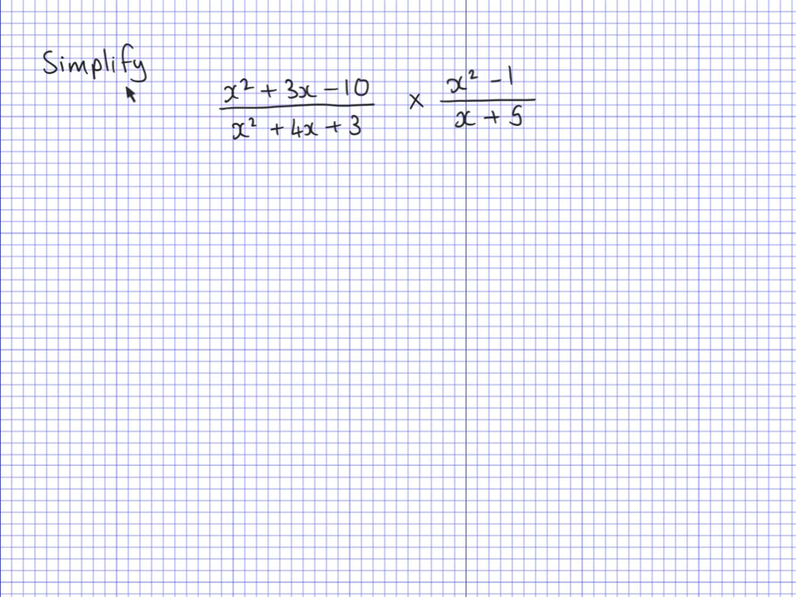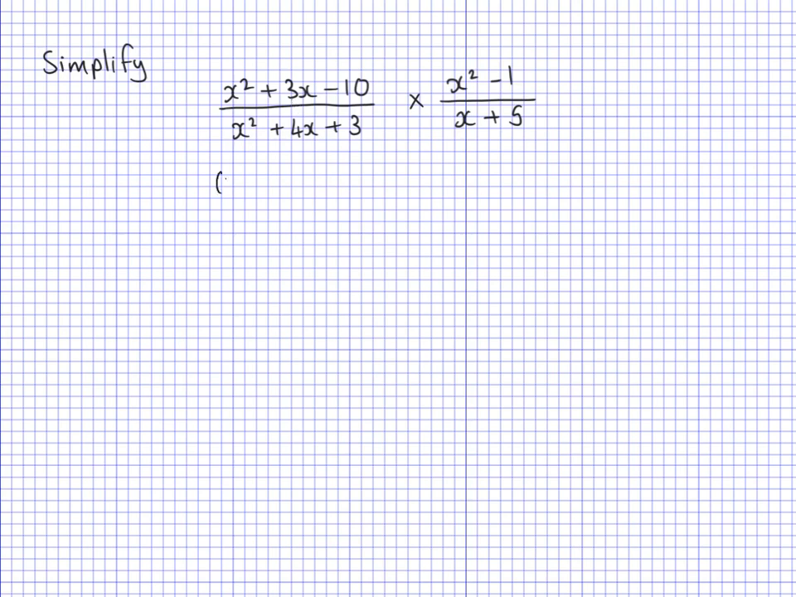Now, when we simplify, what we need to do is we need to be able to factorize, because this is all adding and subtracting. But if we factorize, we write it all as a multiplication. And when we have that, we can start cancelling down. So if we factorize this quadratic expression here, now I need to think about two numbers that multiply to give me negative 10, and when I add them, they give me 3. That will be 5 and negative 2.